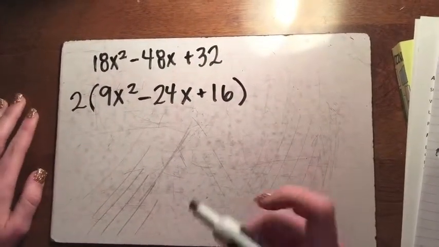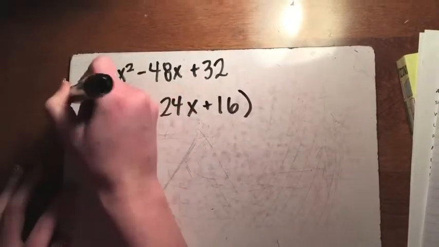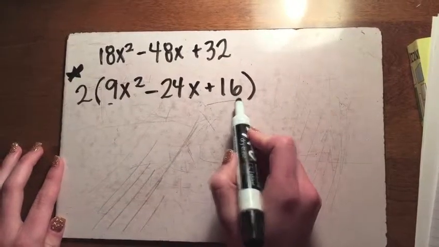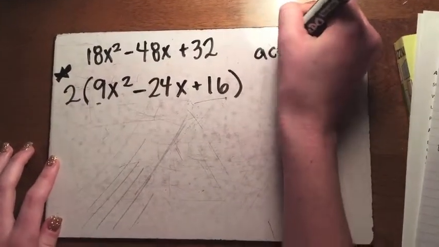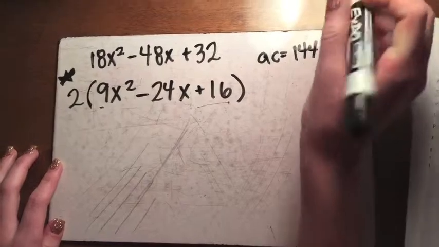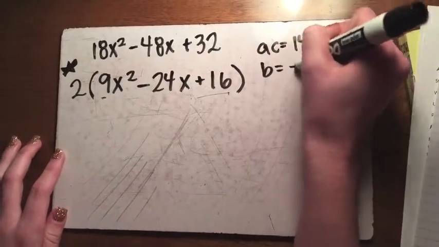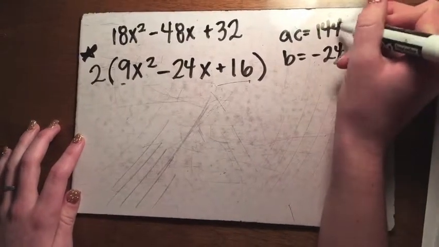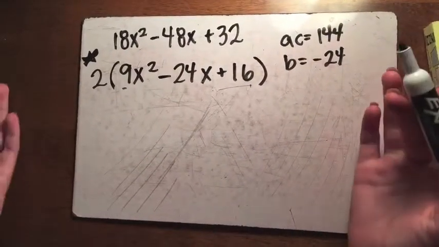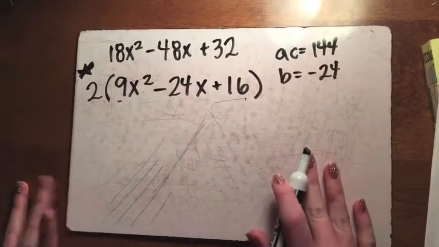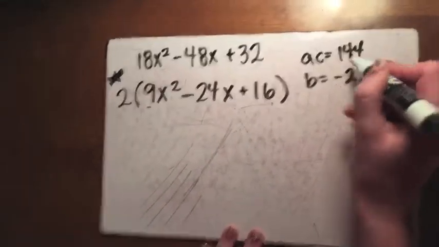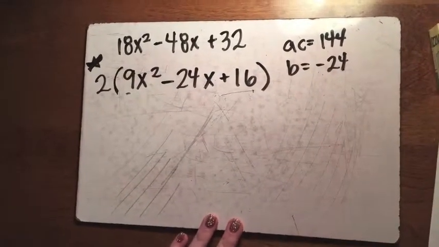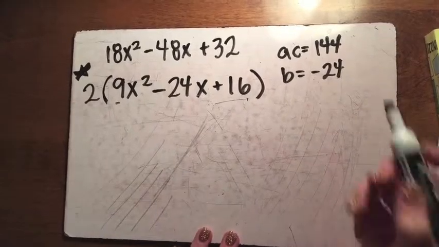Okay, now I remember I just star this, so I know to put the GCF at the end. 9 times 16, AC, is 144, and our B is negative 24. And you might be sitting here thinking, oh my gosh, these are big numbers, I don't want to do the whole factor thing. But if you look at them, what number correlates between those two numbers? You automatically think of 12 when you see 144 and 24. At least I think of 12 automatically.